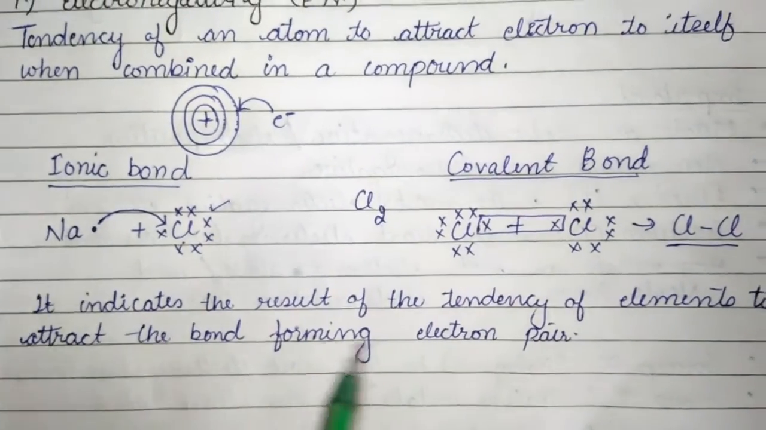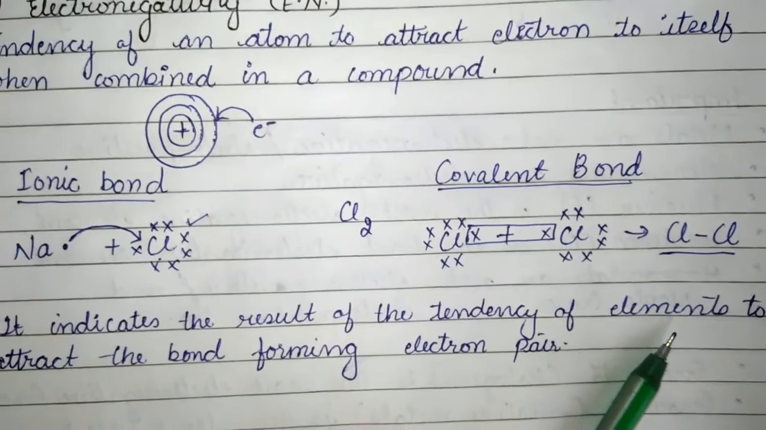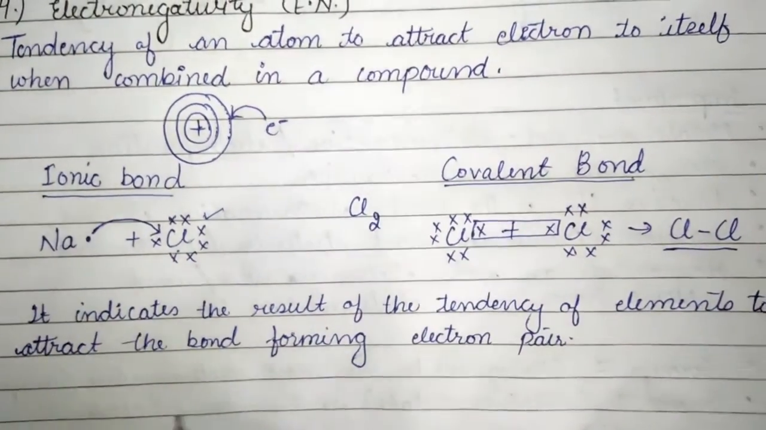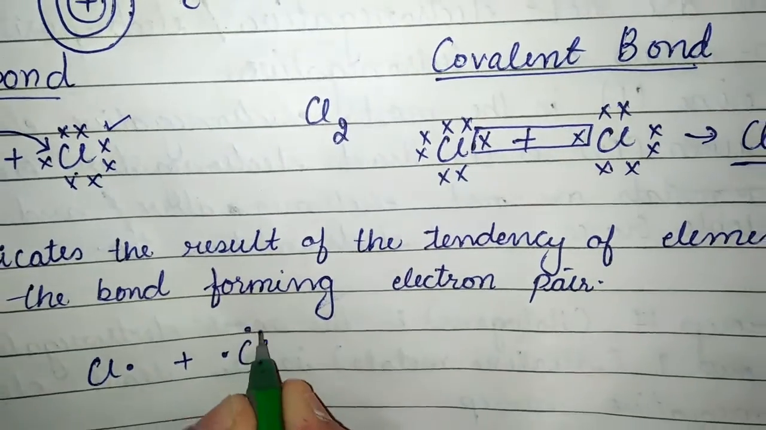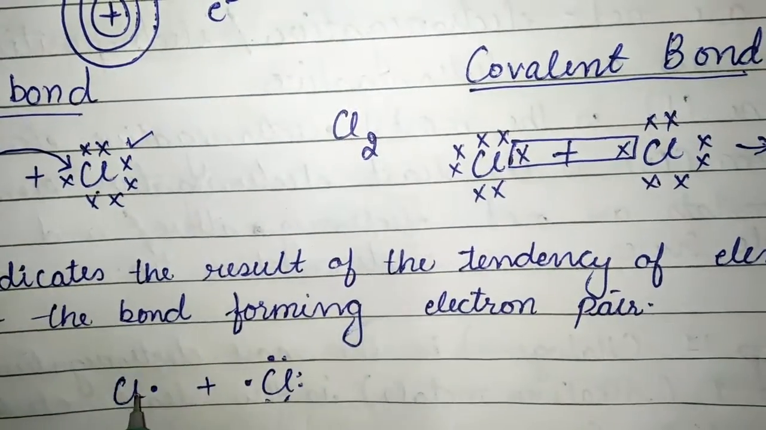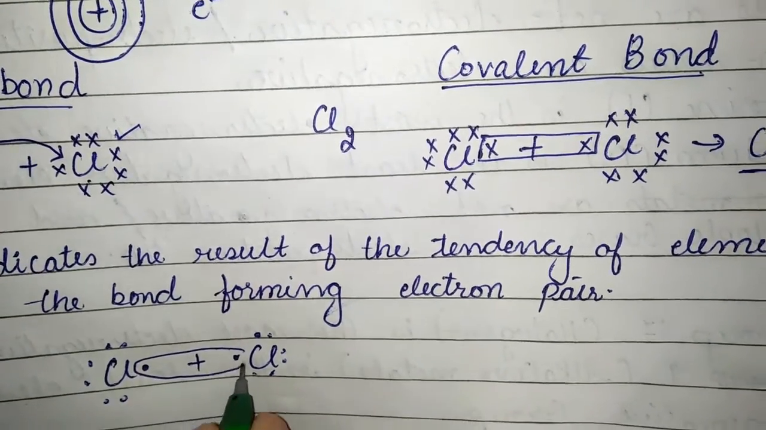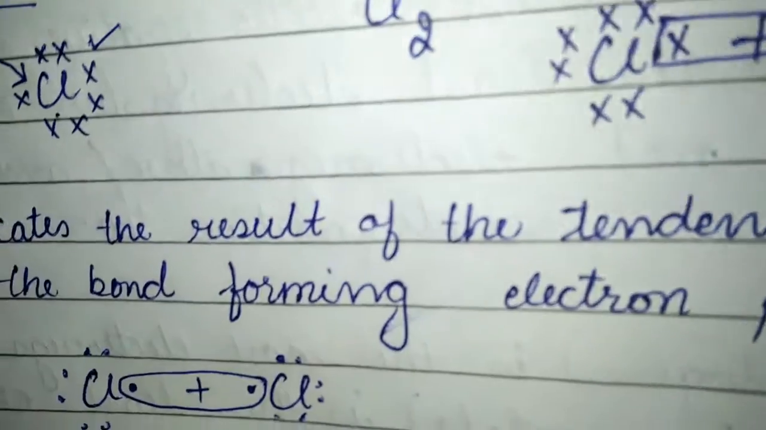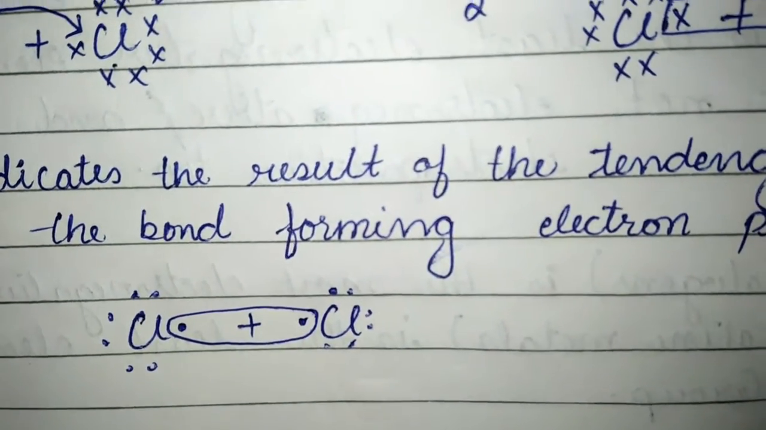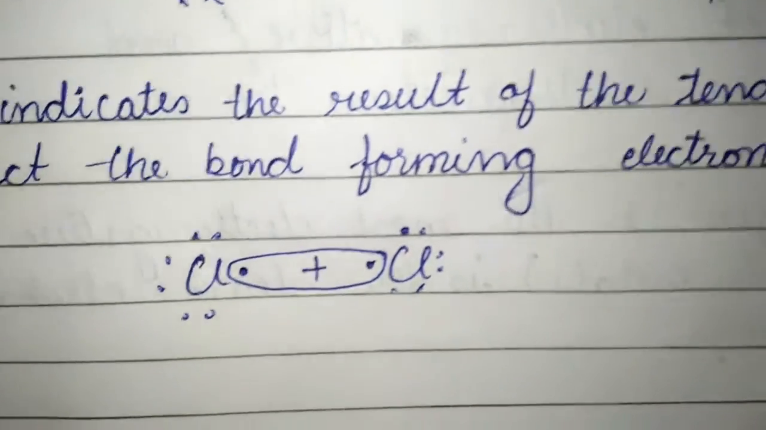It indicates the result of the tendency of atoms to attract bond forming electron pairs. Suppose these electrons are to form the pair, and these are the other electrons. Their level of electronegativity decides the attraction towards the bond pair of electrons. The attraction towards the bond pair of electrons, that is electronegativity.